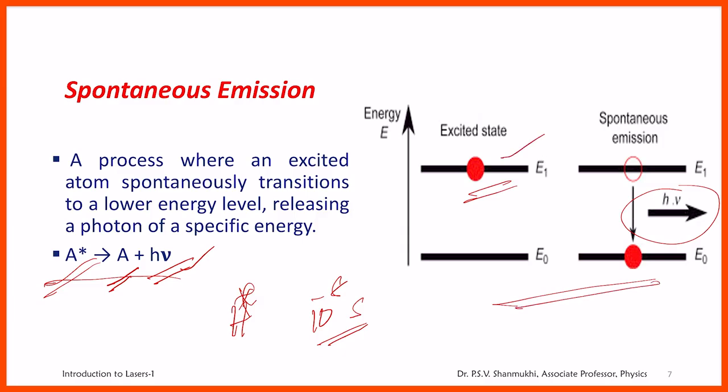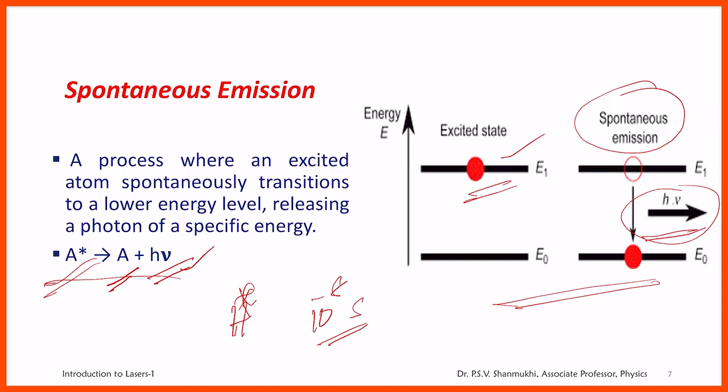The atom is in the excited state. After the lifetime, the atom comes to the ground state by emitting a photon on its own. We are not doing anything, we are just waiting up to its lifetime. That is why this process is called spontaneous emission.